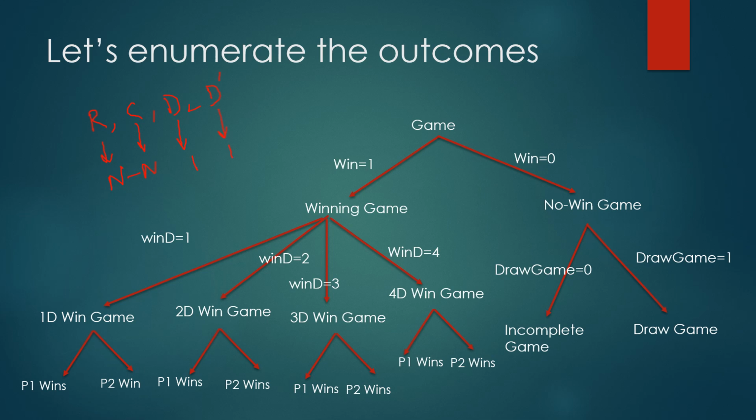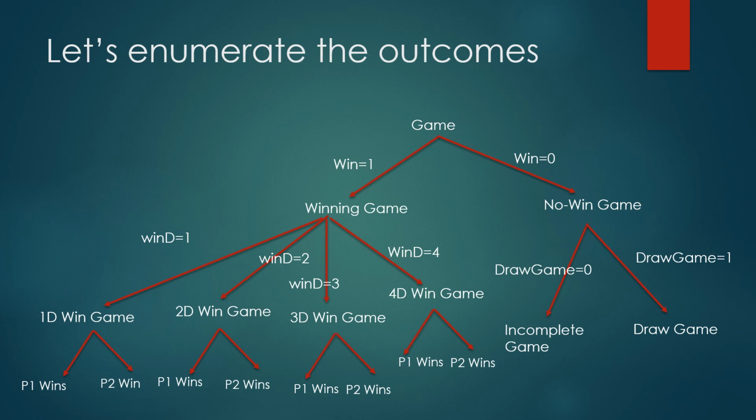So if you add them up, you will see that the single direction win can come in 2n plus 2 ways. And so player 1 can win in a single 1D game in 2n plus 2 ways. Player 2 can also win in 2n plus 2 ways. And okay, now we're going to take a look at what we mean by a 2D win.